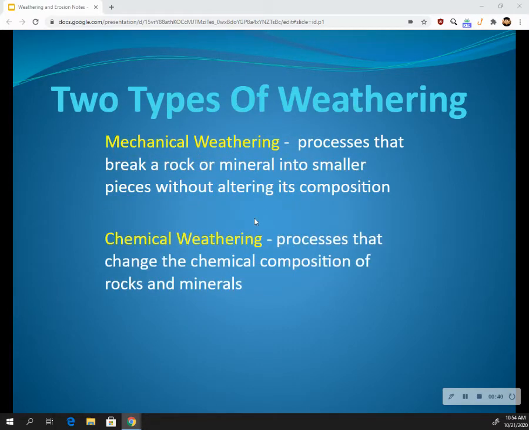Chemical is the chemical change of rocks and minerals, and mechanical weathering is the process in which rocks are broken down into smaller pieces. So we talk about this in chemistry. So this is your introduction to chemistry. So the chemical process is the changing of the chemical composition. Mechanical weathering is just a physical change.